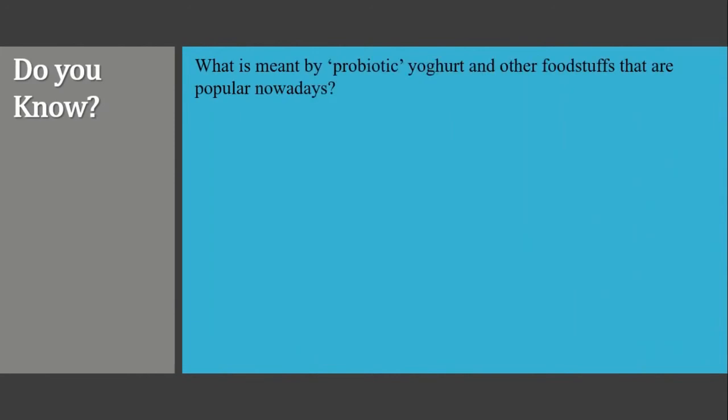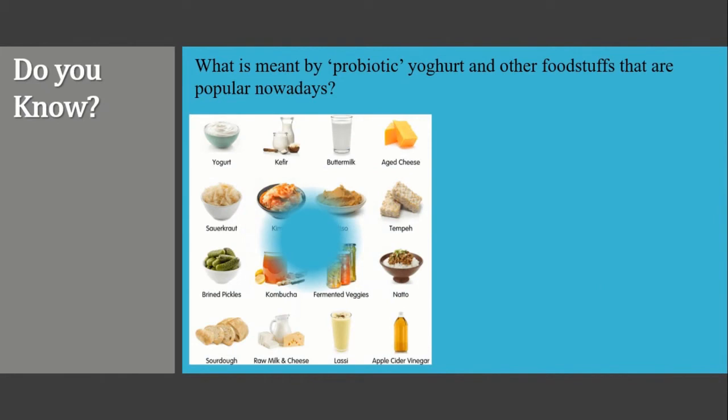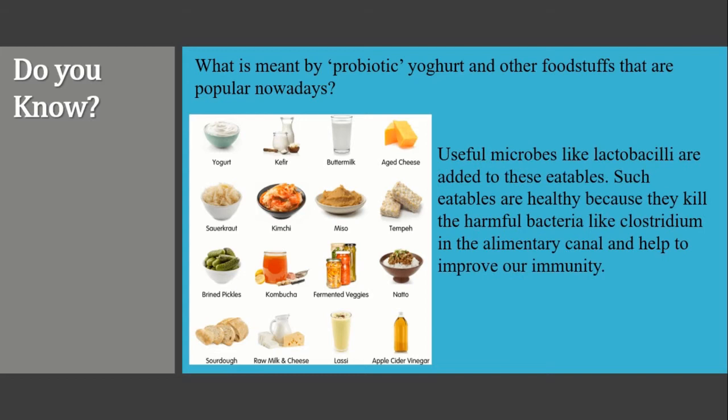What is meant by probiotic yogurt and other foodstuffs that are usually popular nowadays? Useful microbes like lactobacilli are added to these eatables. Such eatables are healthy because they keep the harmful bacteria like Clostridium in check in the alimentary canal and help to improve our immunity. Students, Clostridium are very harmful bacteria. So, in this case, lactobacilli plays a very important role.